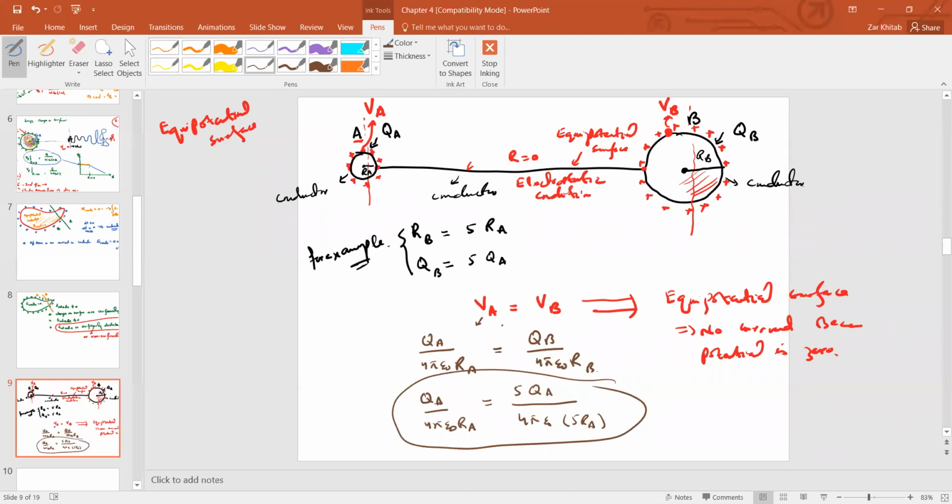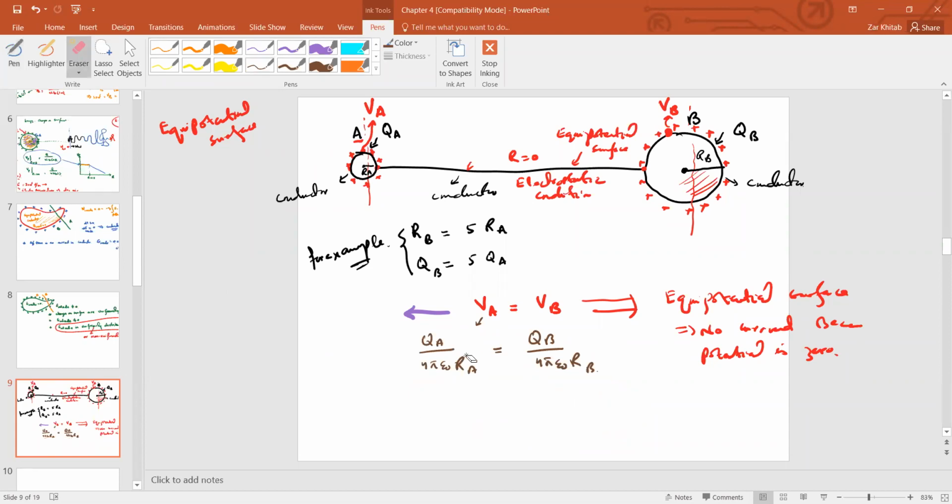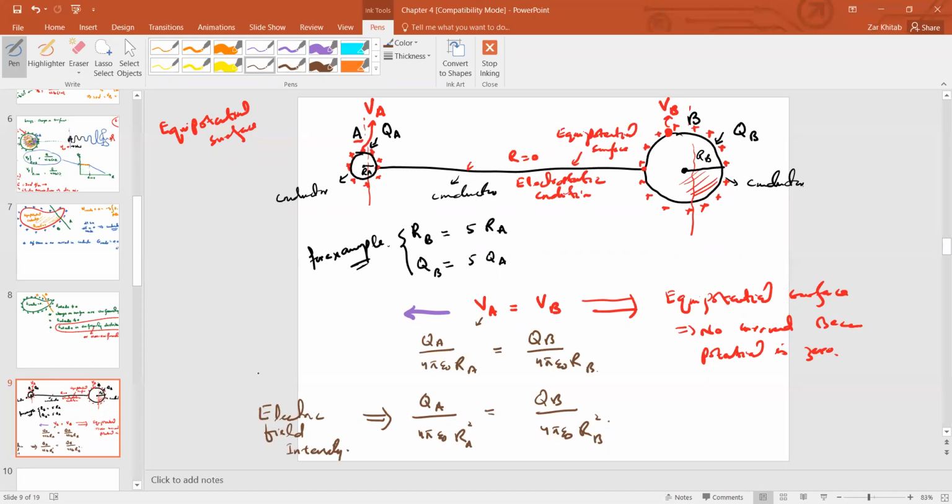And what about the electric field? Let's see the electric field. That was the voltage. So let's try to transform this into the electric field. QA divided by 4 pi epsilon naught, and this one is R, if I make it RA squared, right? And QB divided by 4 pi epsilon naught, and I make this as RB squared, yeah? This is in terms of electric field intensity, okay? Because E is Q over 4 pi epsilon naught R square. Yeah? And V is Q over 4 pi epsilon naught R. You remember these two equations?